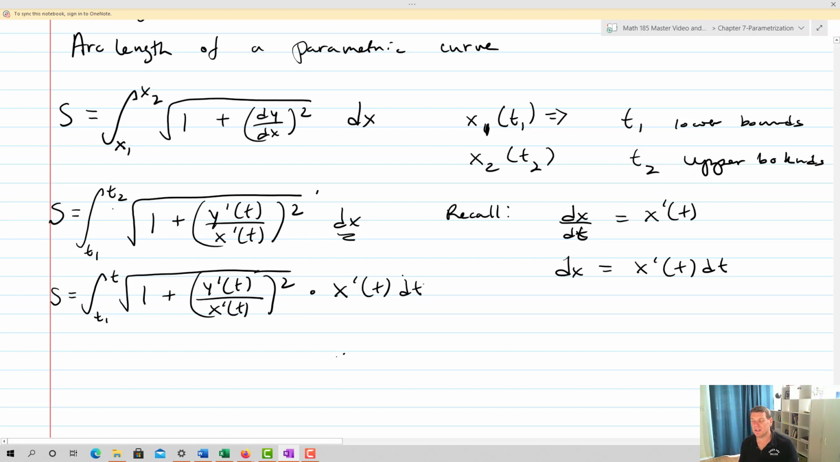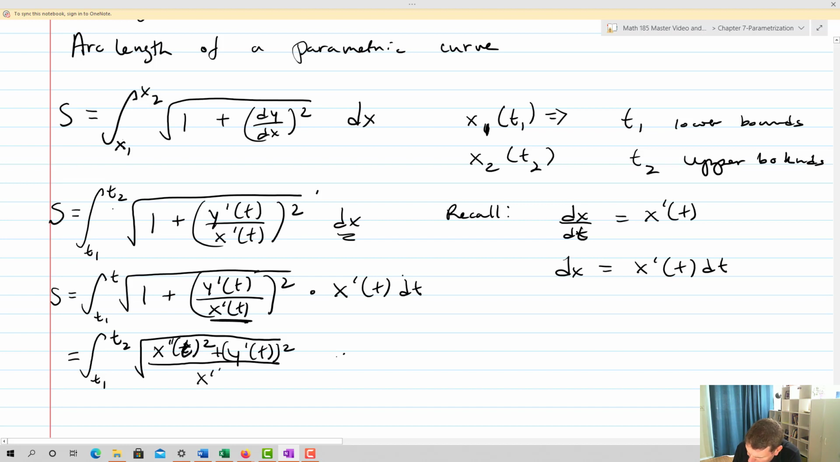Now that we've got our substitutions done, all we really need to do is some algebra. So this is going to be the integral from t1 to t2. You'll see it written as a to b. And so this will be the square root now. My common denominator is going to be x prime of t squared. So this is going to be x prime of t squared plus y prime of t squared, all over x prime of t squared, times x prime of t dt.